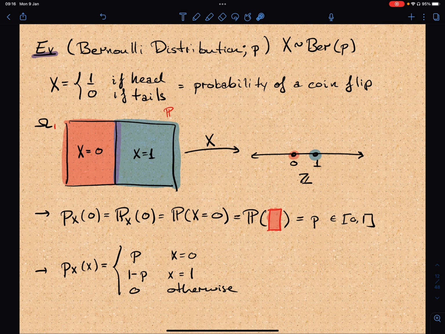And we're used to coins being fair typically, and so a lot of times you'll see this to be 1/2, but really you can have a biased coin, and this is a parameter of this Bernoulli distribution. So we write it Bernoulli(p). And in particular, you can do the same thing for P sub x of 1, and we see that the Bernoulli distribution is defined this way. For x equals 0 it equals p, and for x equals 1 it is equal to 1 minus p.